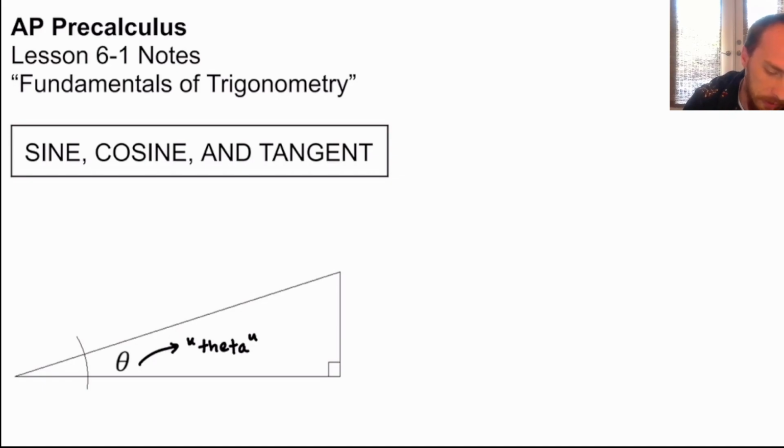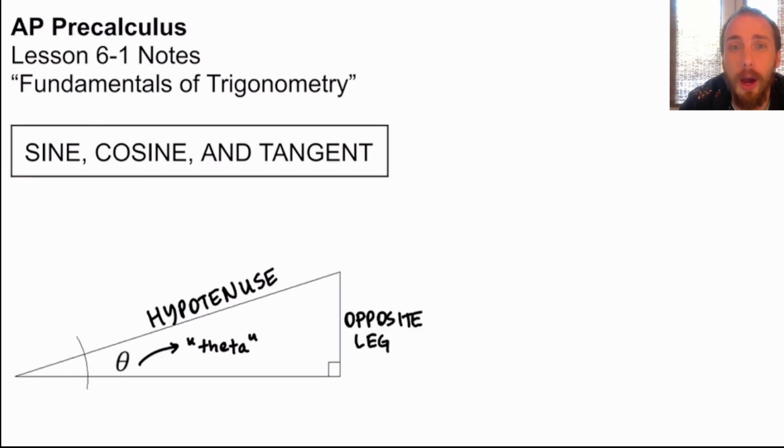Okay, but because it's a right triangle, the side across from the right angle, that's going to be the hypotenuse, the longest side. Then there's going to be two legs, and the two legs are the sides of the triangle that meet at a right angle. And so there's the one that's across the triangle from theta, and we're going to call that the opposite leg. And then there's the one that's nearby to theta, closer. We're going to call that one the adjacent leg.